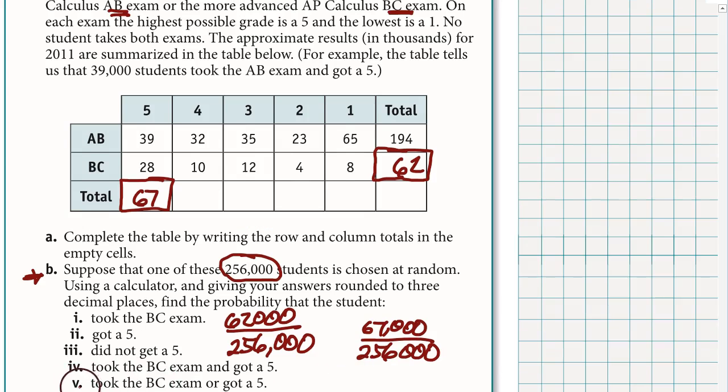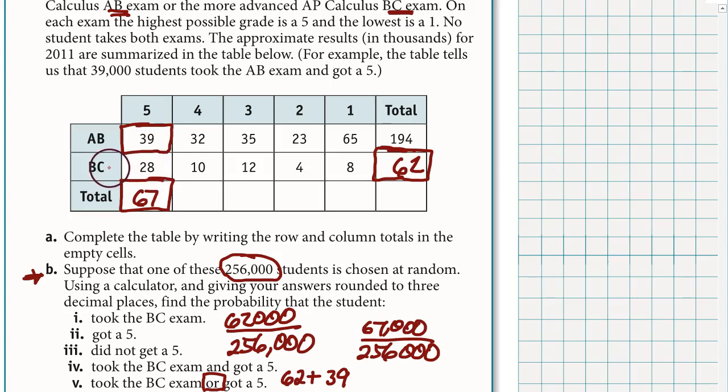Now skip ahead to question 5. What is the probability a student took the BC exam or got a 5? So for the BC exam, that was this box over here, the 62. Or they could have got a 5, so we want to add on more students. We could also count these 39 students, because they got a 5. Why aren't we counting the 28? They also got a 5.